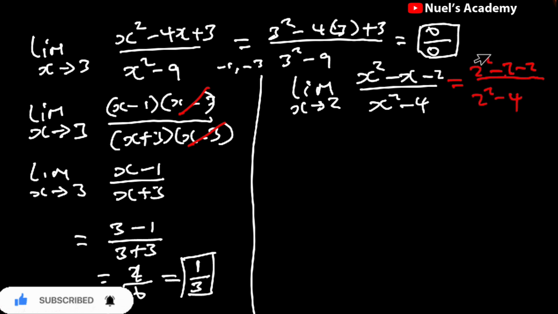So 2 squared is equal to 4. 4 minus 2 is 2. 2 minus 2 is equal to 0, over 2 squared is 4, 4 minus 4 is equal to 0. So this is indeterminate. Let's go ahead and reduce this to its simplest term.